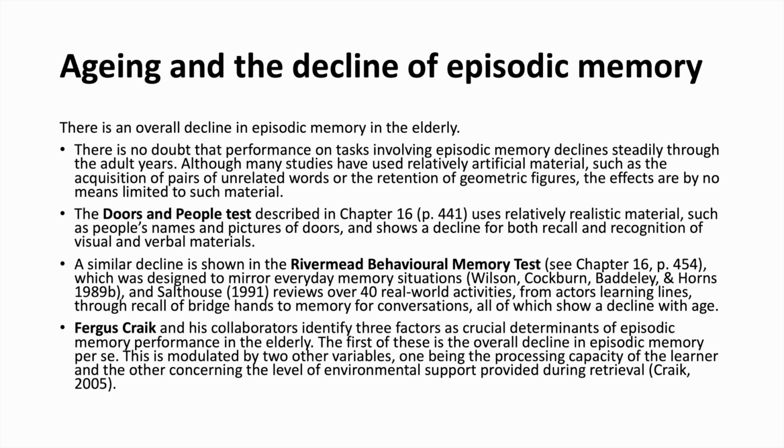And basically, they found the episodic memory declined because there's a decline in episodic memory per se, but also two other things were connected to that. One being processing capacity, and the other was the level of environmental support provided during the retrieval. So, if the researchers were prodding them a little bit more, they would remember more. So, elderly people might have it there in the memory, but might find it more difficult to recall that information.